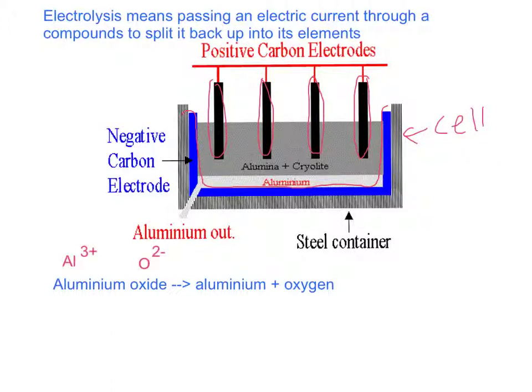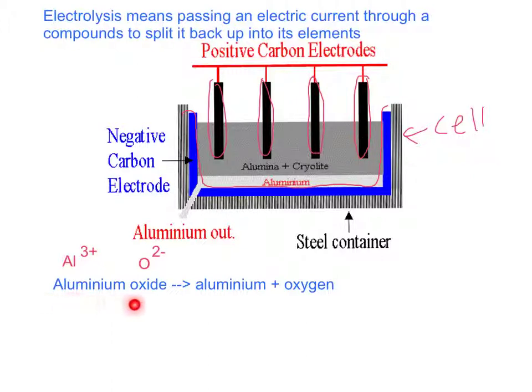Aluminium oxide is made from two kinds of ions: aluminium ions, which are positive, and oxide ions, which are negative. The aluminium ions are going to be attracted towards a negative electrode, which is lining the cell. A reaction happens here. The oxide ions, which are negative, are going to be attracted to the positive electrode, and again a further reaction here happens to produce oxygen.